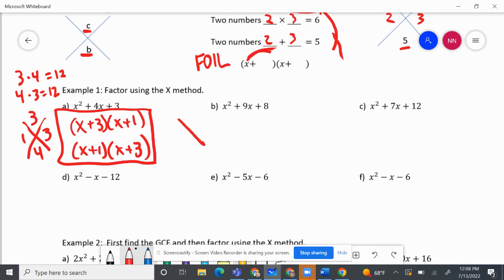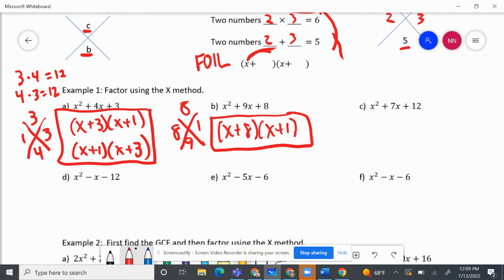So for the next one, we're looking for two numbers that multiply together give us 8, and add up to 9. And so that would be 8 and 1. So x plus 8 and x plus 1 would be our answer. Once again, you could put x plus 1 and x plus 8.